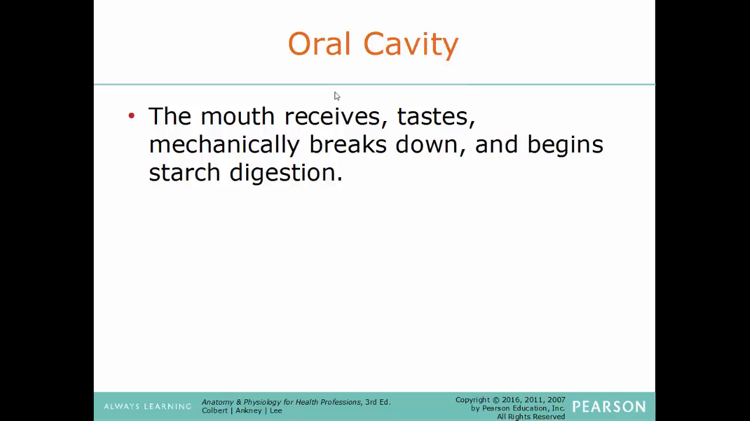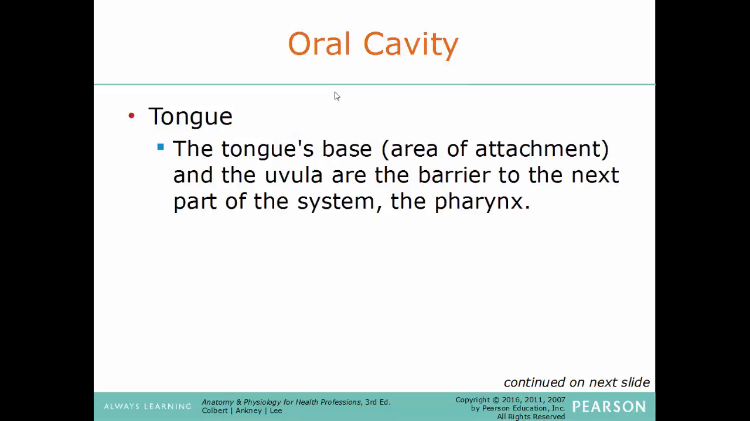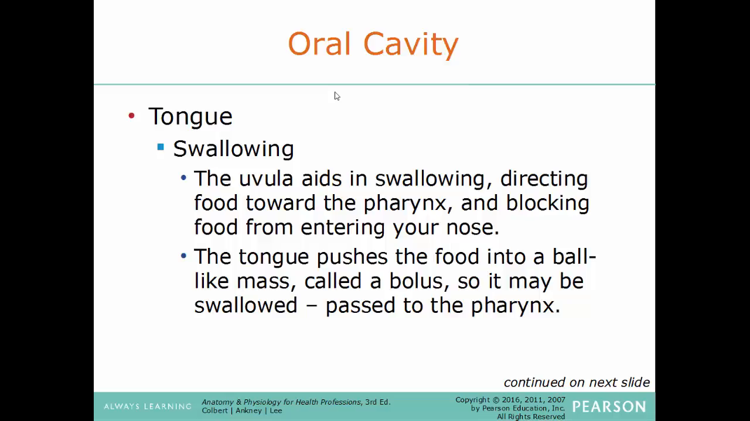So digestion actually starts in your mouth. Yes, it takes place in your stomach and your intestines, but the process of digestion actually begins in your mouth when you first start eating. The tongue. The tongue's base, the area of attachment, and the uvula are the barrier to the next part of the system, the pharynx. See, swallowing. The uvula will aid in swallowing, directing food toward the pharynx, so it doesn't go back up through the nose.